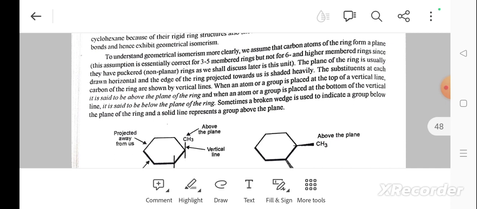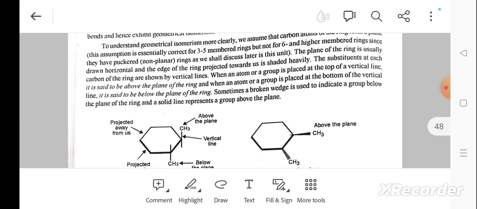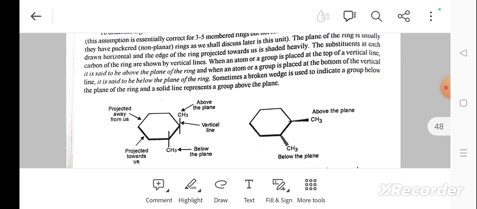The plane of the ring is usually drawn horizontally and the edge of the ring projecting toward the viewer is shown heavier. The substituents at each carbon of the ring are given by vertical lines. When the atom or group is placed at the top of the vertical line, it is said to be above the plane of the ring, and when the atom or group is placed at the bottom of the vertical line, it is said to be below the plane of the ring.